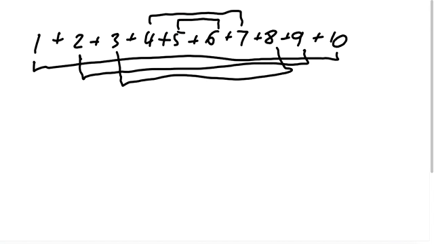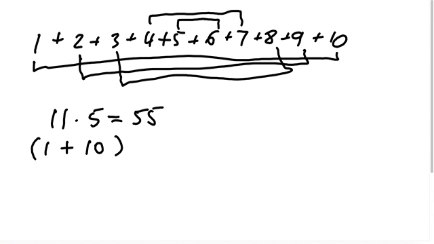What do we notice? Each pair always adds up to 11, and we have 5 of those pairs, so the answer is 55. Can we write it down differently? So where does 11 come from? That's our first plus our last. And where does 5 come from? That's 10 divided by 2, which equals 55.